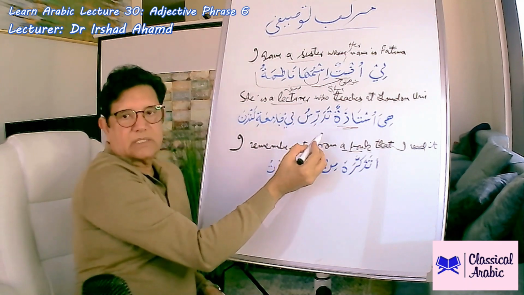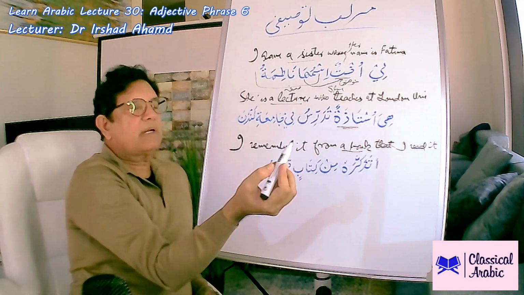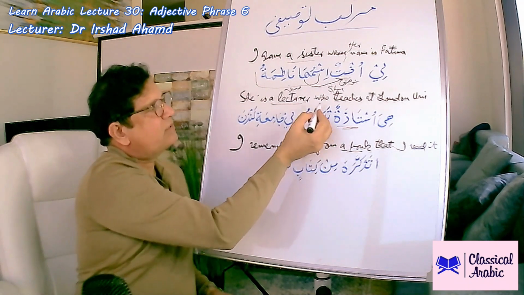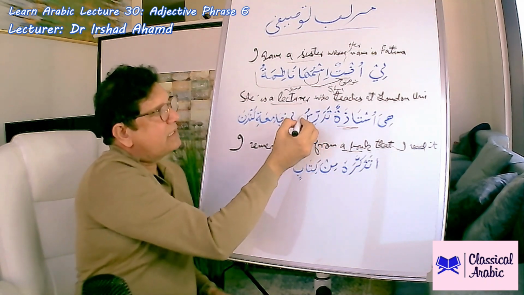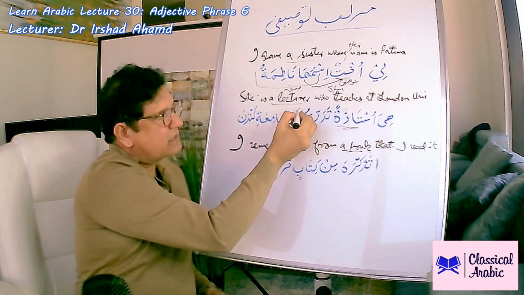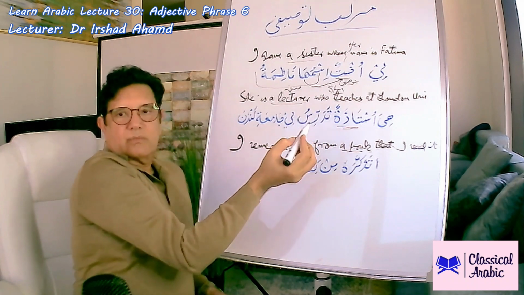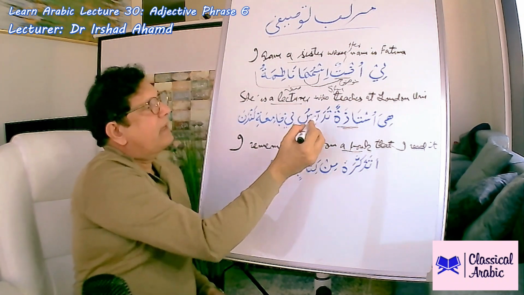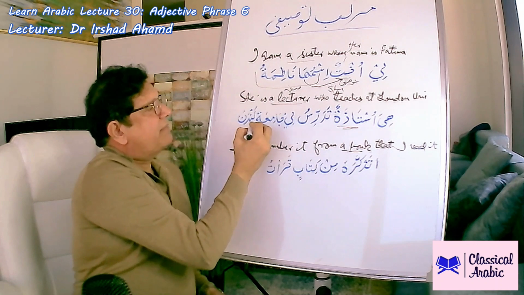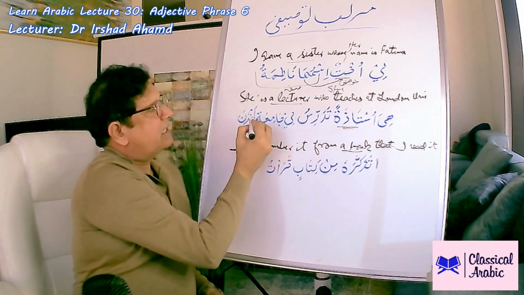She teaches. There is a "she" in here. We have not worked on verbs yet, but when we conjugate the verbs, then the "she" comes in here in this construction. So you have to trust me for now. So tudarrisu fi jamiati London. She teaches in London University.